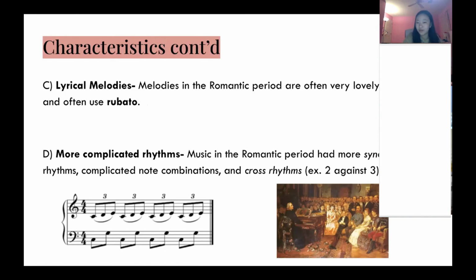And I think this is the last characteristic, more complicated rhythms. That's also a big one. So music in the Romantic period had much more syncopation, if you guys know what that is, and complicated note combinations, such as 2 against 3. One of the pieces I'm playing has 3 against 5, and it was a pain to learn, but that's an example of a complicated rhythm. Here's a picture, I think that's Liszt.